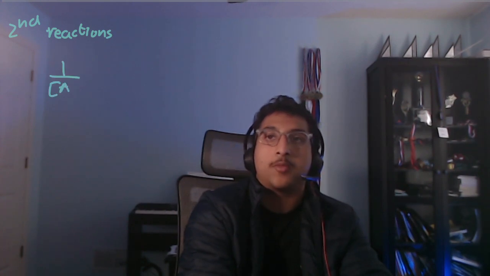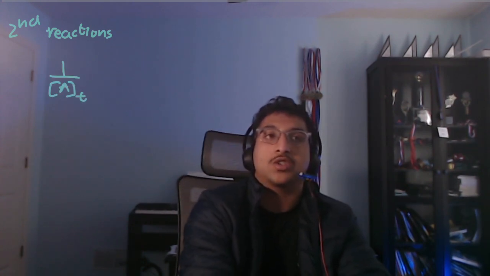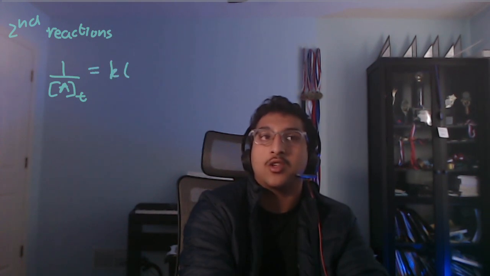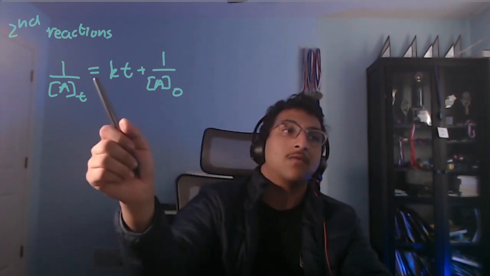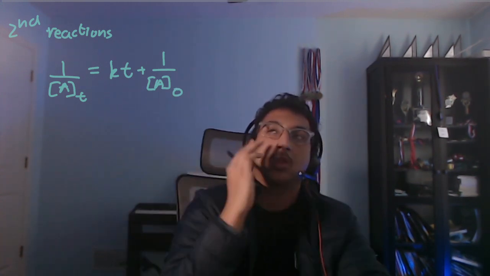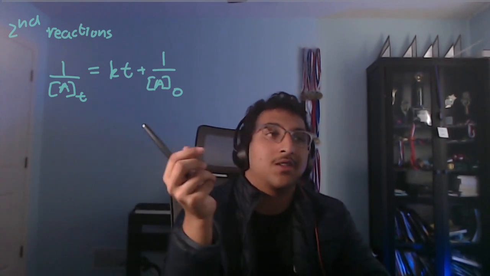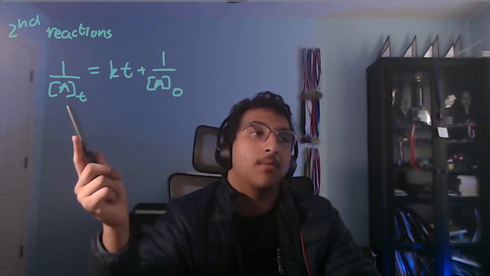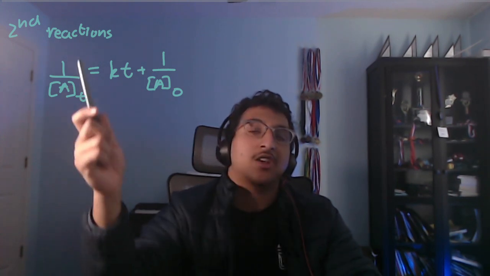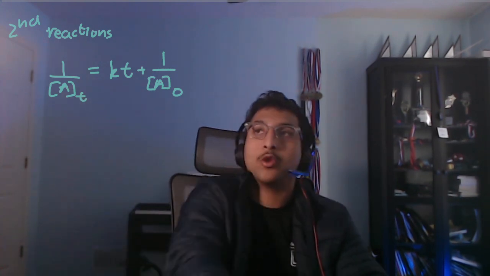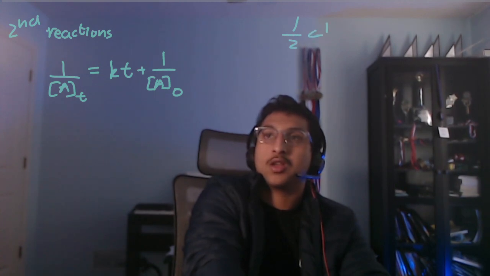So second order is going to be the oddball, and there's a few reasons why. Second order is just giving us the reciprocal of the concentration at time t is equal to k times t plus 1 over the initial concentration. The main reason why here we don't add a negative sign next to k is because when you increase the denominator, the fraction decreases in value. Like 1 over 2 is greater than 1 over 3, kind of like that.